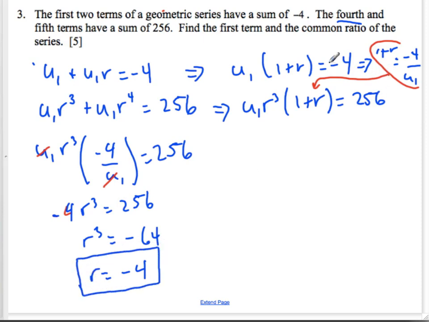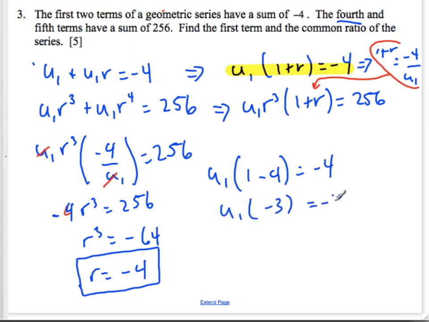Now to find u1, I could go to lots of places. I could go here, I go here. I'll use this particular equation here. And so if I want u1, 1 plus -4 equals -4. And so u1 times -3 equals -4. And so u1 equals 4/3.